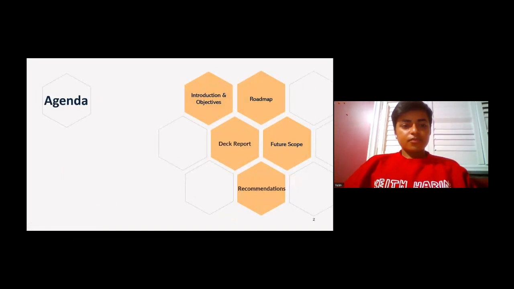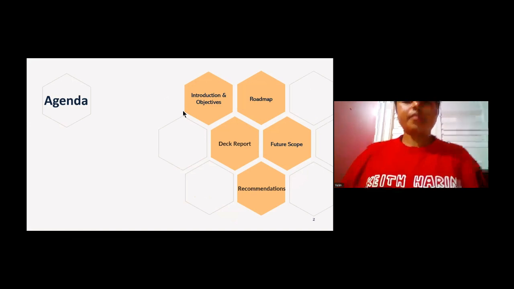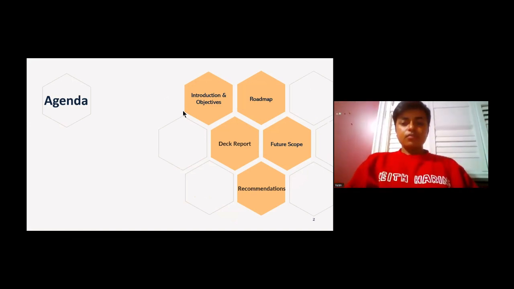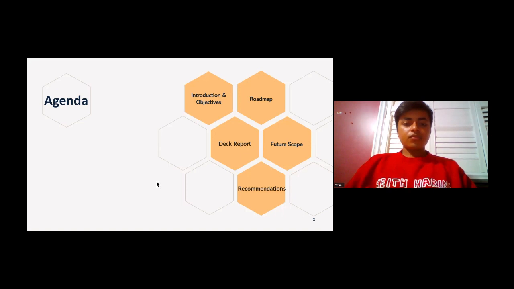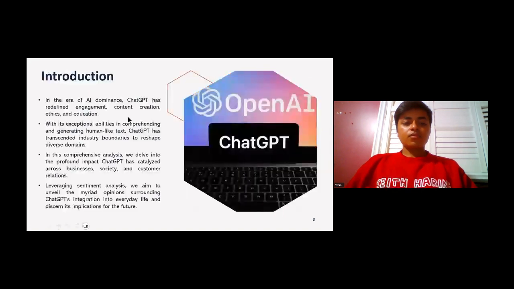We'll be discussing the roadmap through this presentation. My teammates and I will give the introduction and objectives. We'll also discuss the roadmap, how we conducted the project, what analysis we did, what platforms we used, and the videos that we analyzed. Then we'll discuss how we did the visualization and the deck report. After that, my teammates will discuss the future scope and recommendations that are required after doing this project. So I'd like to do the introduction about ChatGPT.